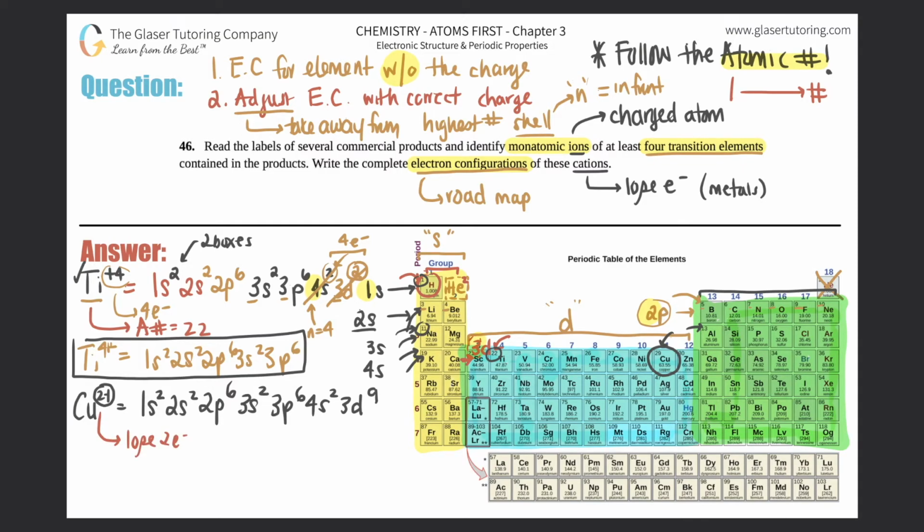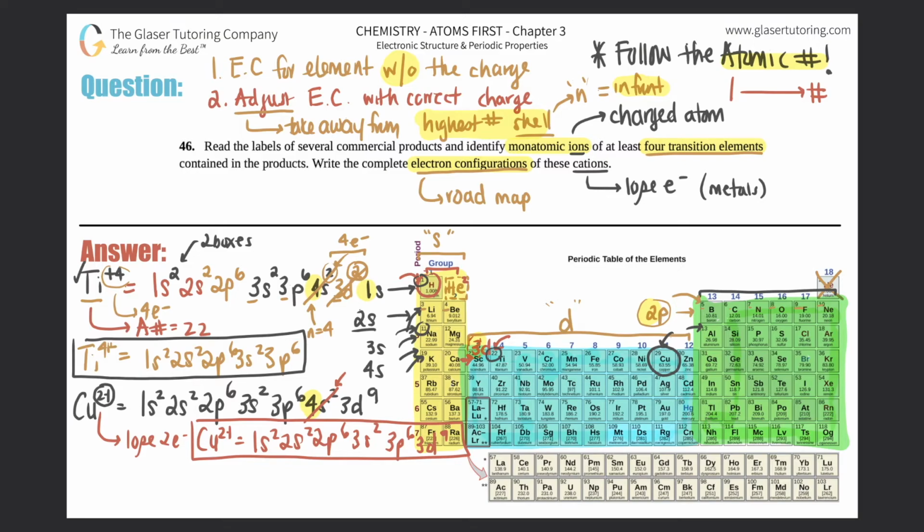So remember, you take away from the highest shell. It's the biggest number in the front. So here, the highest number is the 4. And look, there's 2 here, so bye-bye. You get rid of those 2. Those were the only 2 that you wanted. So now you just rewrite. You can say 1s2, 2s2, 2p6, 3s2, 3p6, and then 3d9. That's it.